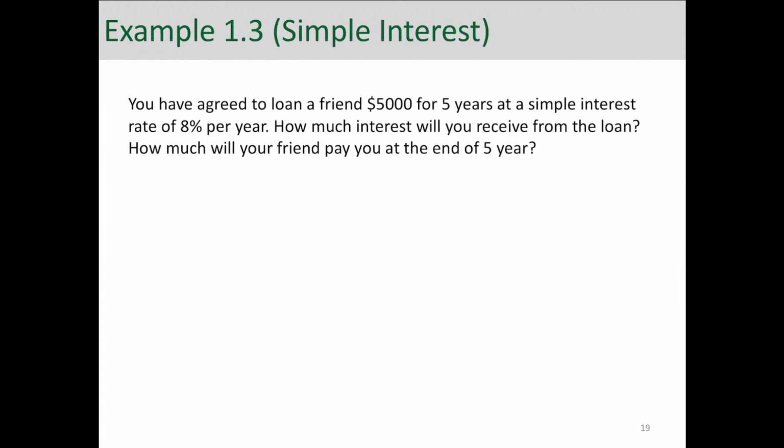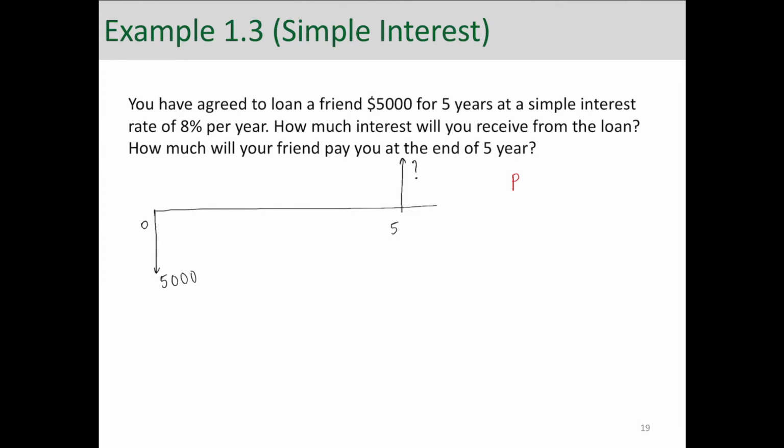Let's look at another example here. You have agreed to loan a friend $5,000 for 5 years at a simple interest rate of 8% again per year. How much interest will you receive from the loan? How much will your friend pay you at the end of 5 years? So again, in any problem, let's always start with drawing a cash flow diagram. In this case, it's a very simple one. Time zero. From your perspective, you're giving away $5,000, and at the end of year 5, you're getting something back. We want to compute that here.